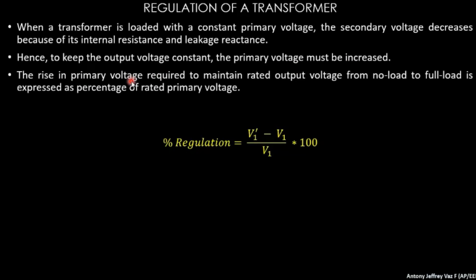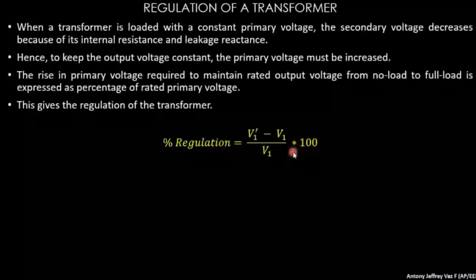This rise in primary voltage required to maintain rated output voltage from no load to full load is expressed as a percentage of rated primary voltage. This is given by the regulation of the transformer. So percentage regulation is equal to V1 dash minus V1 divided by V1 into 100 percent.